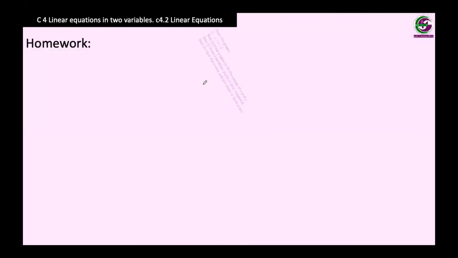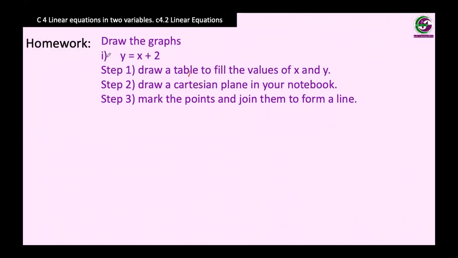Let's move on to the homework part. Here you have an equation, y is equal to x plus 2. I want you to draw it in a Cartesian plane to give a line. There are three steps to follow. Draw a table to fill the values of x and y as we did for many of the exercises before. We can just draw a table with 2 points only. Replace the value of x equal to 0, check what is y. Again, replace y as 0 and check what is x. And then mark the 2 points on the Cartesian plane, and join them to form a line.